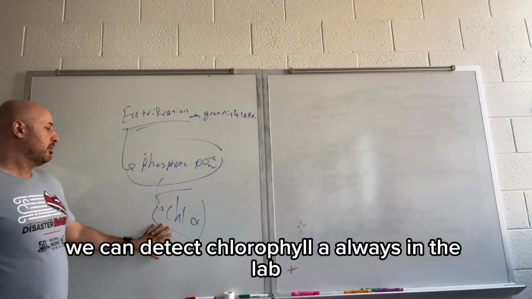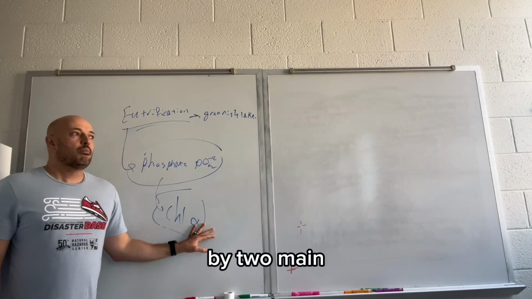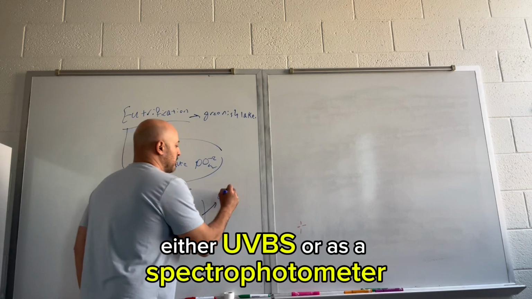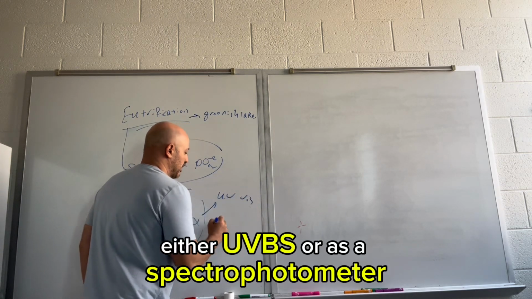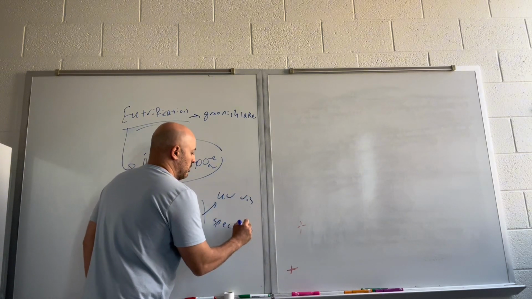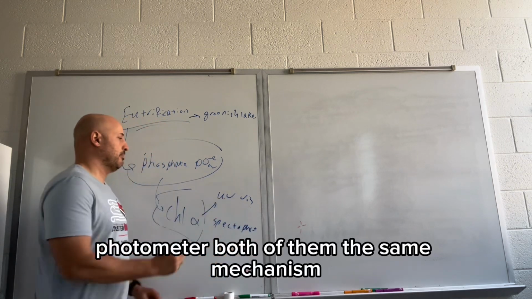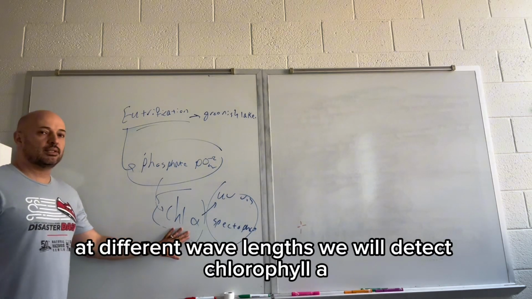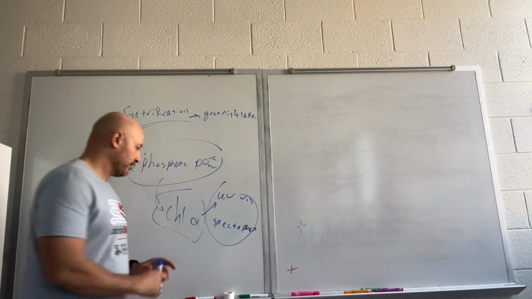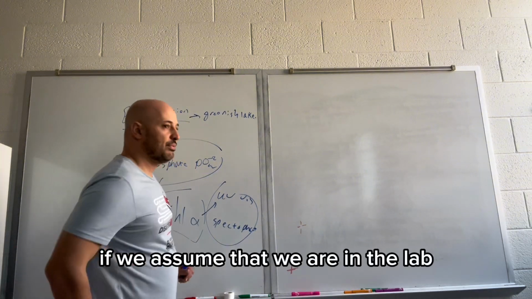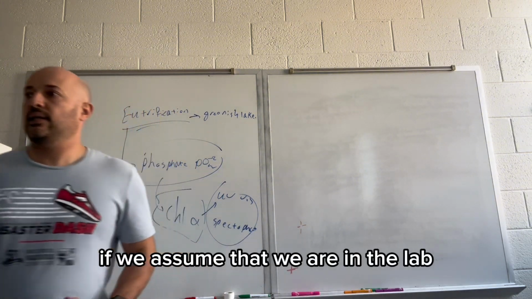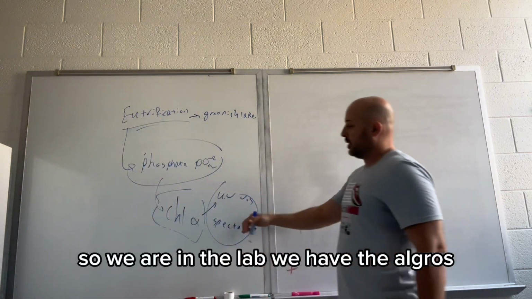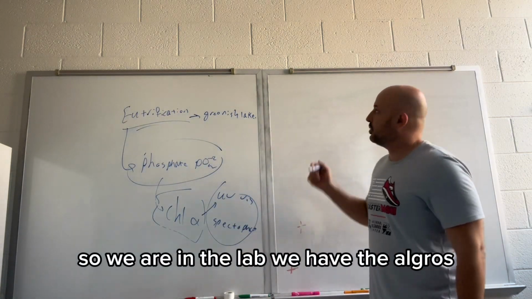We can always detect chlorophyll A in the lab by one main mechanism, either UV-Vis or spectrophotometer. Both of them use the same mechanism. At different wavelengths, we will detect chlorophyll A, right? So if we assume that we are in the lab, we have the algae growth.